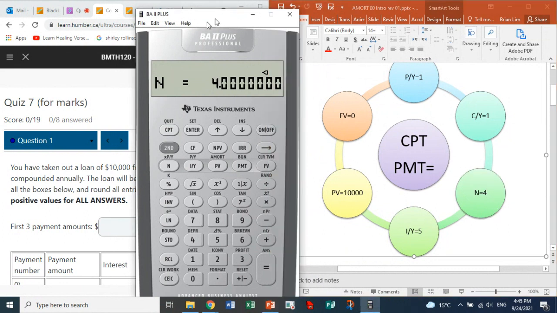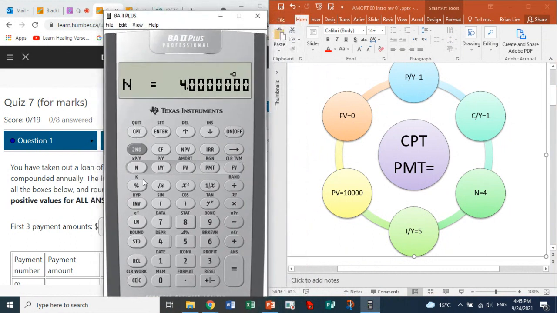So what next do we do? Well, the IY value is 5, so 5 goes in for IY. Present value is $10,000, so we put in 10,000, and that's the present value. We'd like to compute the payment, so 0 goes in for future value because we expect to pay off this loan. So we compute the payment.